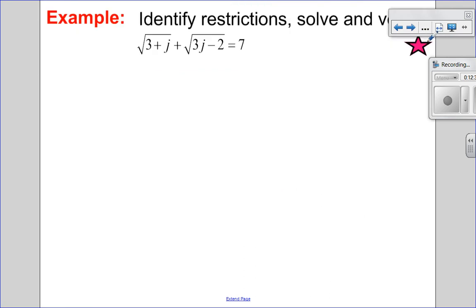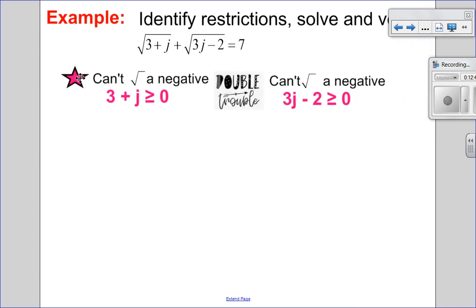Let's go ahead and try another question. So in this one here, again, we want to start with our restrictions. So I have two roots, which is double trouble, two different restrictions. So in my first one, 3 plus j has to be greater than or equal to 0. So I'm going to subtract 3 from both sides and get that j is greater than or equal to 0 take away 3, which is negative 3.